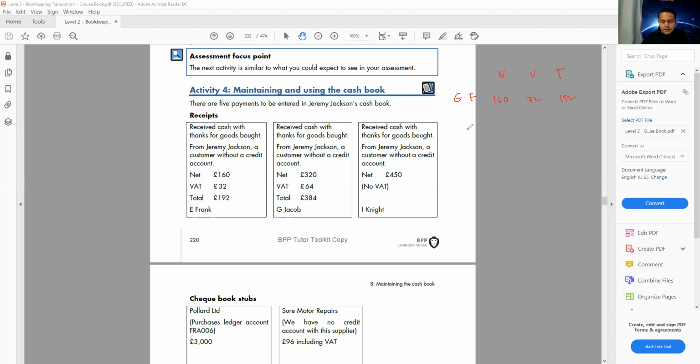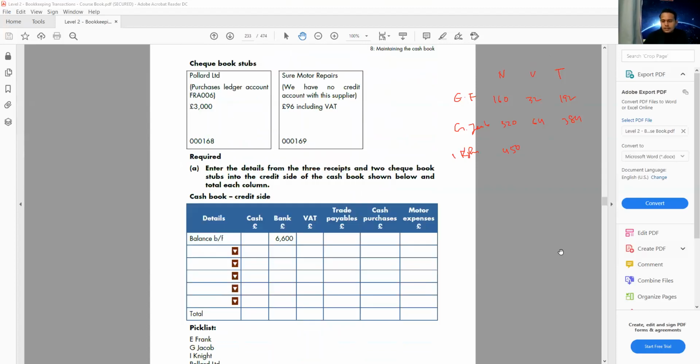Then we have G Jacob, 320, 64, 384. Then you have I Knight. There is no VAT. The net is only 450. That's it. So let's move on to the question now. This bit we can see together. So that's not a problem. Okay, let's do this question together.